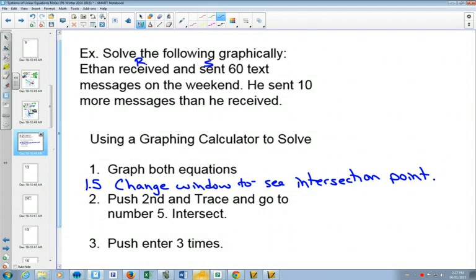Did you get that r plus s is equal to 60? Because he sent and received 60 total messages. He sent 10 more than he received. So sent equals received plus 10.